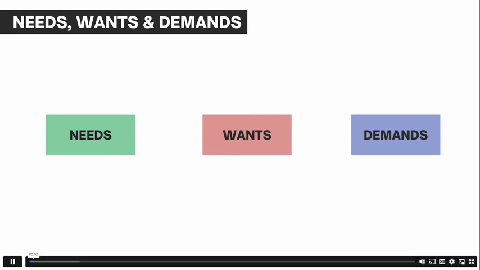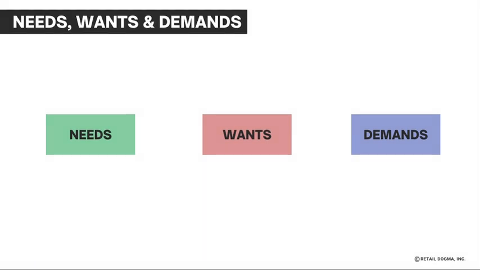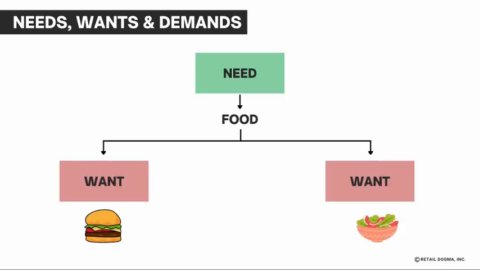In order to be able to create and deliver value, we need to understand the needs, wants, and demands of our target market. Needs are the basic human requirements, such as food, air, shelter, and entertainment. Wants are specific objects that satisfy the needs. For example, you might need food, but you specifically want a hamburger. Someone who's vegan might want a salad.